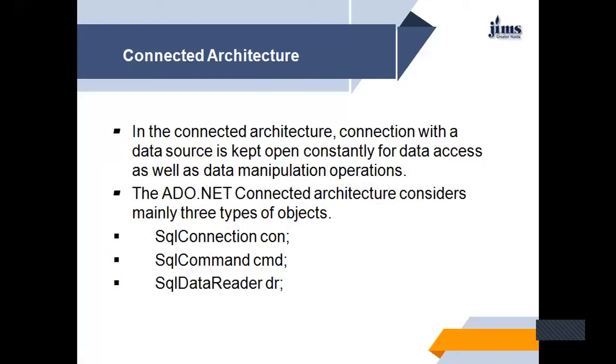The ADO.NET connected architecture mainly contains three types of objects. SQL connection: SQL connection is a class, so con is an object of that class. SQL command, that is CMD. SQL data reader, which is used for reading the data, that is DR.